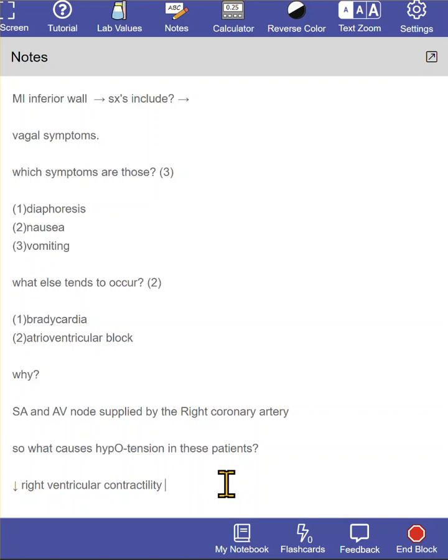So what causes hypotension in these patients? Decreased right ventricular contractility. So just to recap, if you get an MI that's inferior, you get vagal symptoms. What are the vagal symptoms? Sweating, nausea, and vomiting. And then what do you tend to look for? You get bradycardia and atrioventricular block, or both. So why? The SA and the AV node are supplied by the right coronary artery. So if they don't get blood, they get infarcted or they get damaged. And so what causes hypotension in these patients? Decreased right ventricular contractility.